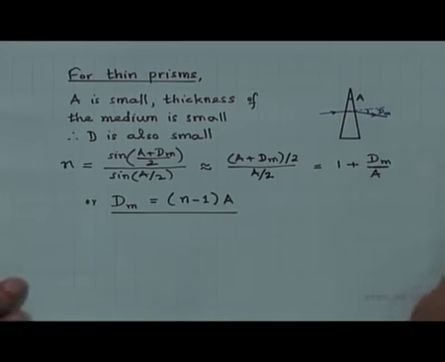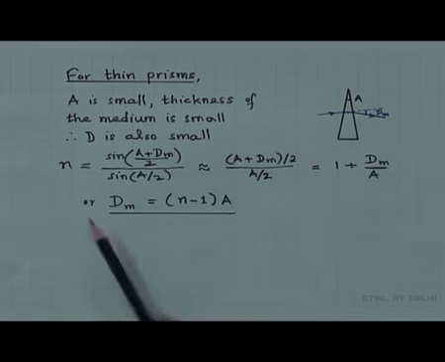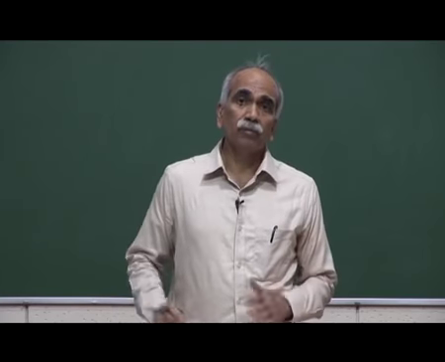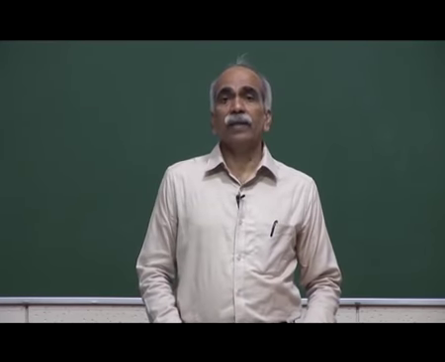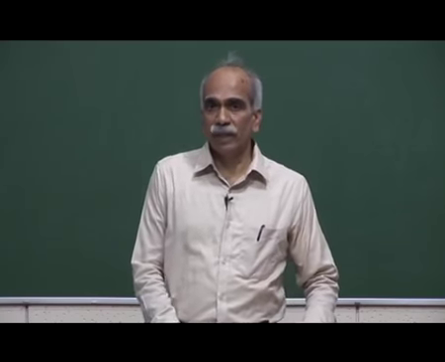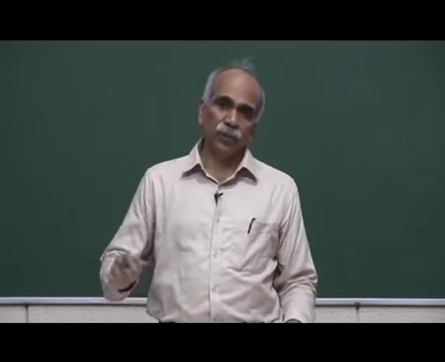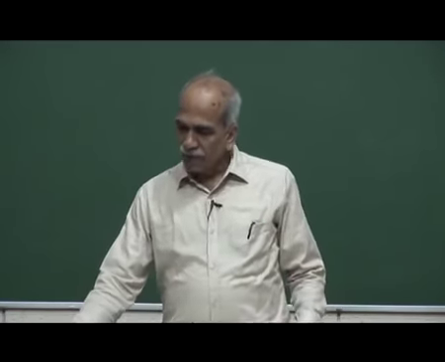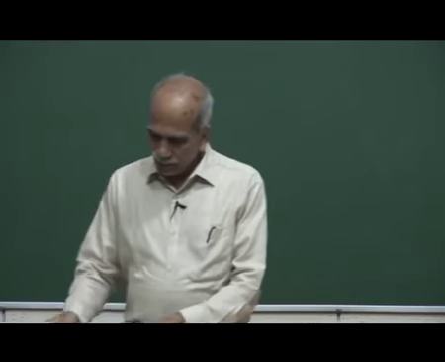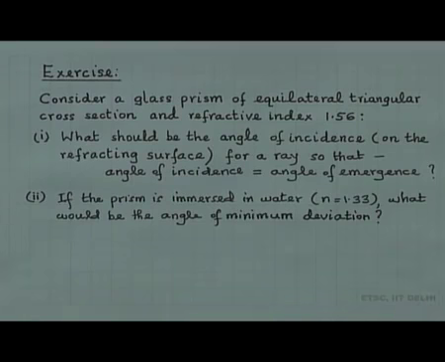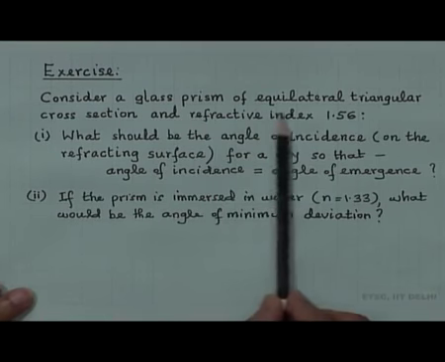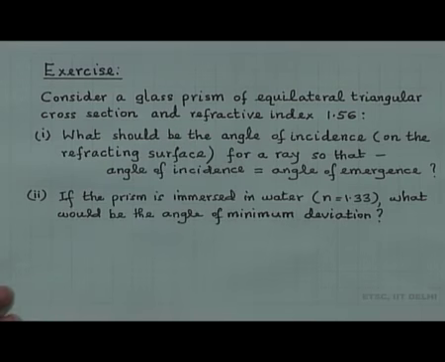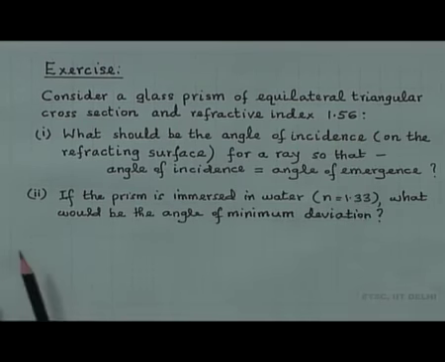Now, there are several problems and examples which can be worked out based on the prism formula, that is n is equal to sin of (A plus dm) by 2 divided by sin A by 2, in various situations. So, let us take an example of refraction through a prism. Consider a glass prism of equilateral triangular cross section and refractive index 1.6. The refractive index of the material is 1.6.